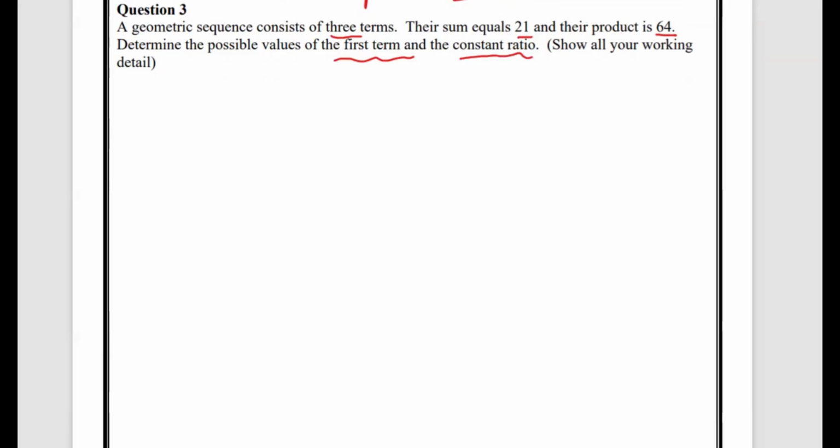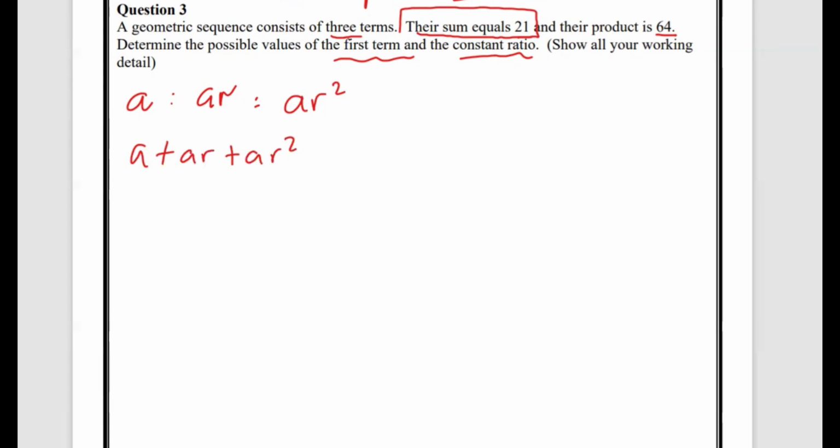Okay, let's see. If my first term of a geometric sequence is A, my second term is going to be AR, because I'm multiplying by R, and then my third term is going to be AR squared. So scenario number one, their sum is 21, which means if I add all three, I must get 21. This is equation one.